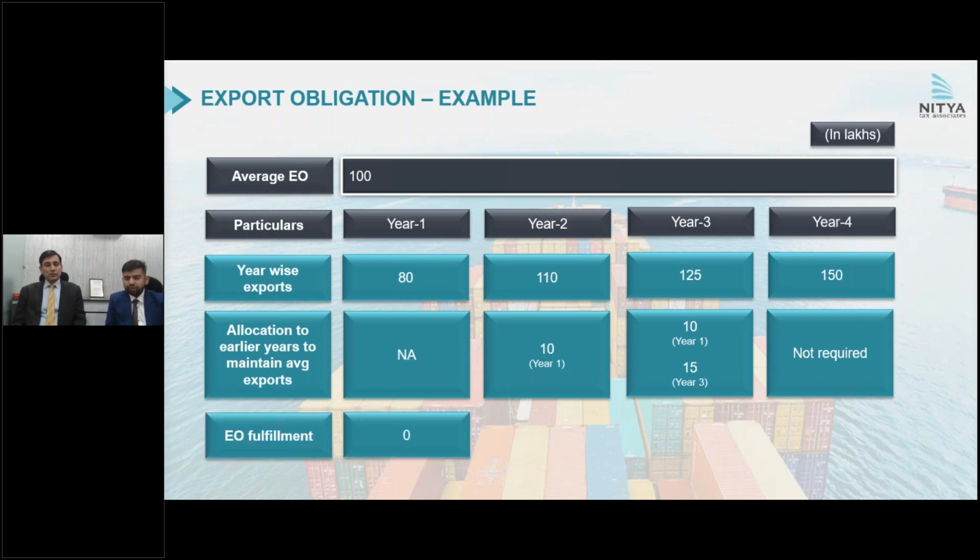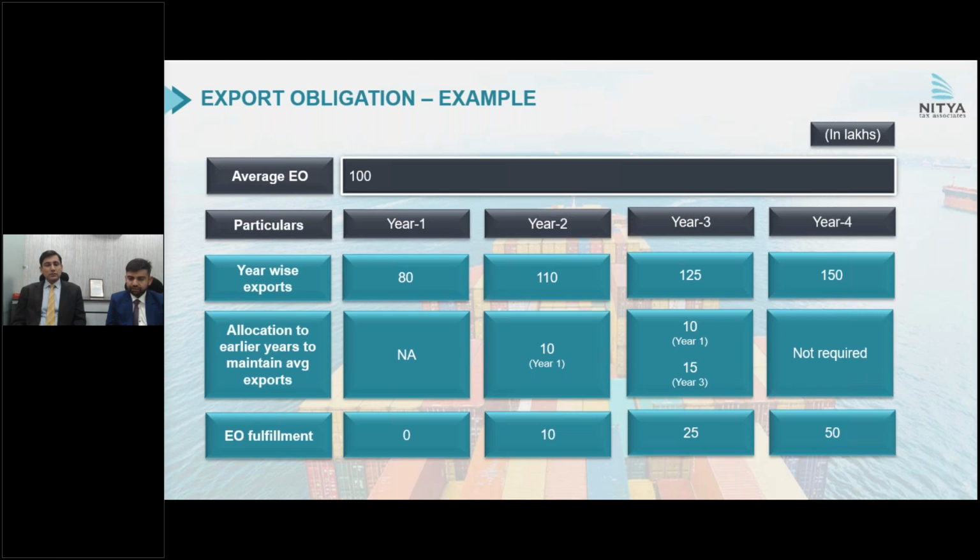So the EO fulfillment will be: in year 1 it's 0, in year 2 it's 10, which is over and above the average export obligation, in year 3 it's 25, and in year 4 it's 50. So the total obligation fulfilled in this example is 85.